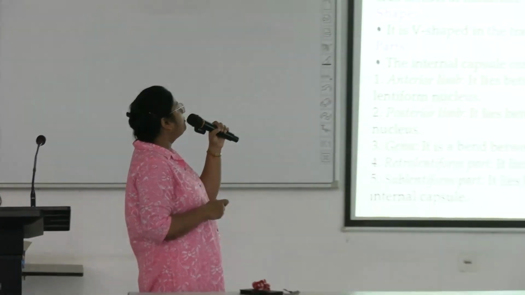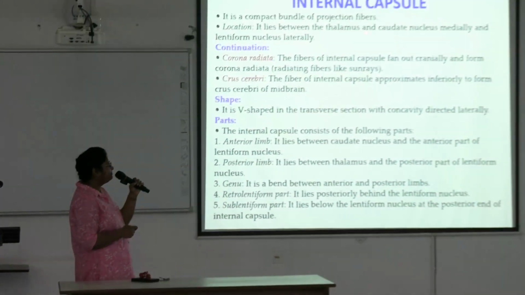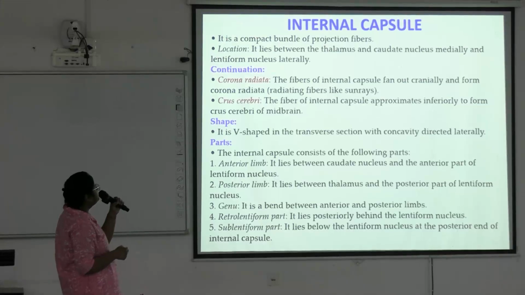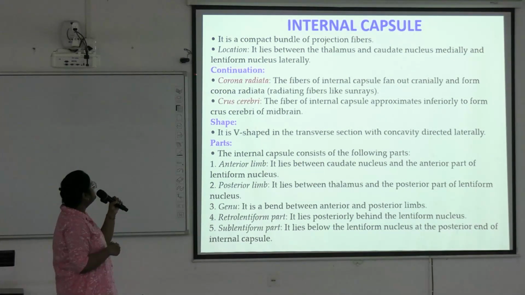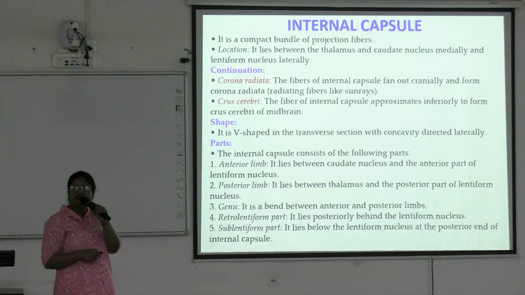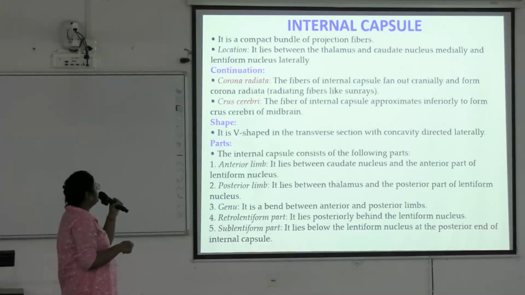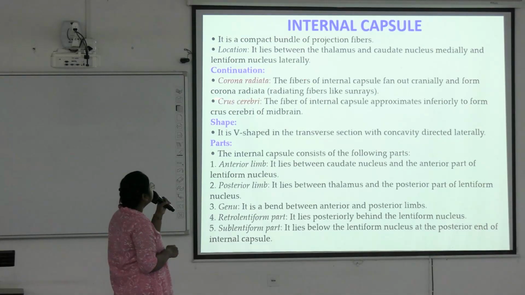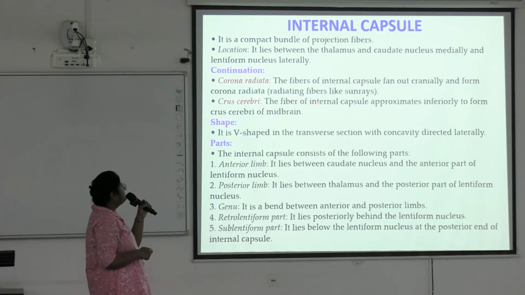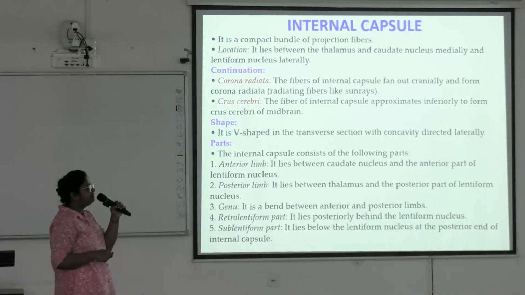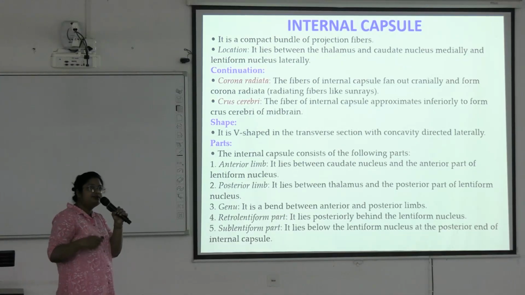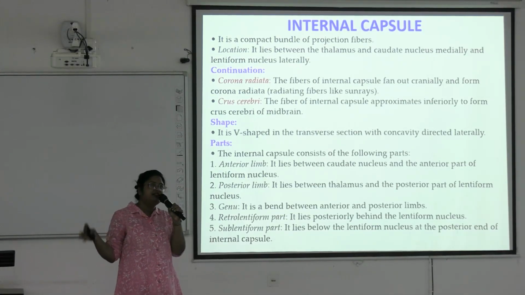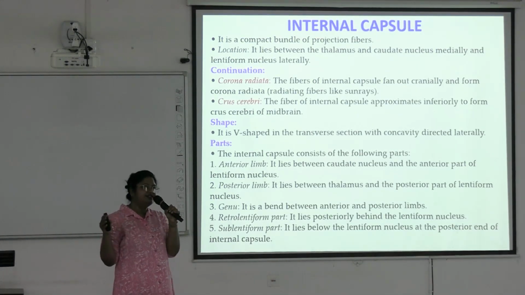The internal capsule is a compact bundle of projection fibers. Its location is between the thalamus and caudate nucleus medially and the lentiform nucleus laterally. Its continuation is the corona radiata above. The fibers of the internal capsule fan out cranially and form the corona radiata, radiating fibers like the sun rays, going to different functional areas of the brain.